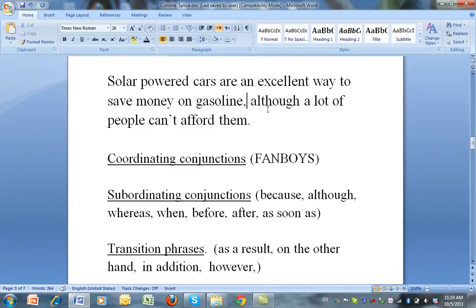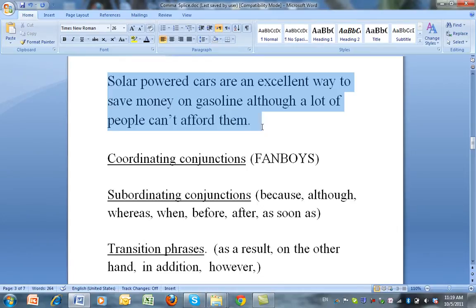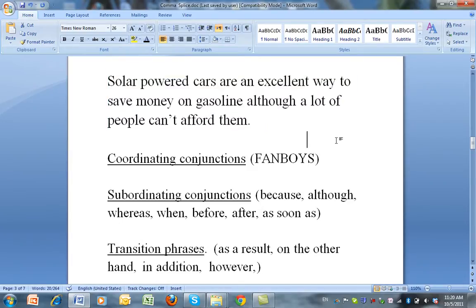There's one small detail: when you have a subordinating conjunction in the middle of the sentence, you don't need the comma, and I don't think you should use it. Most of the time, the comma should not be used. So that's my recommendation. Here you have a nicely connected complex sentence. These two ideas are connected. The fact that the cars are excellent and the fact that people can't afford them are relating in the way that we want them to.